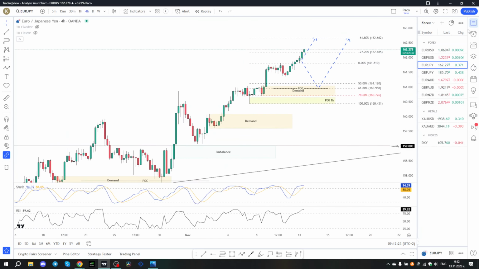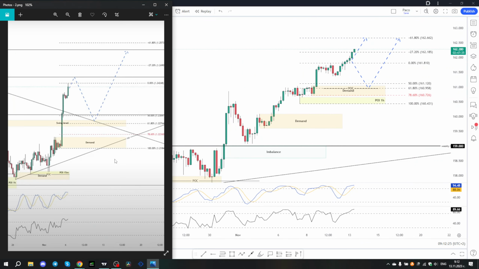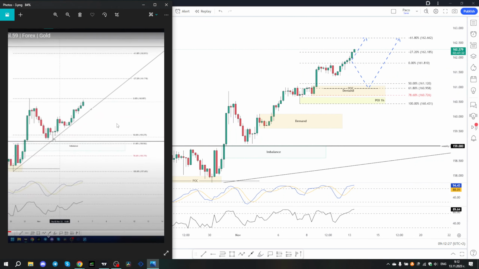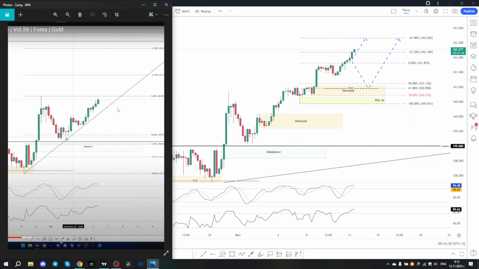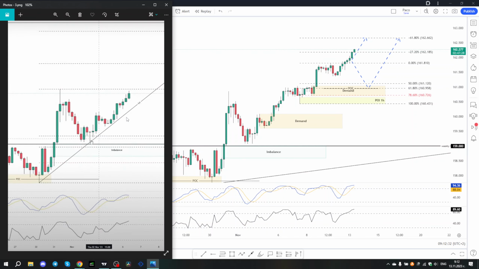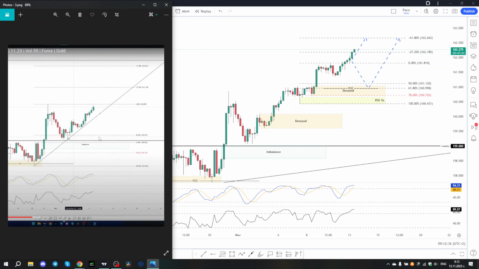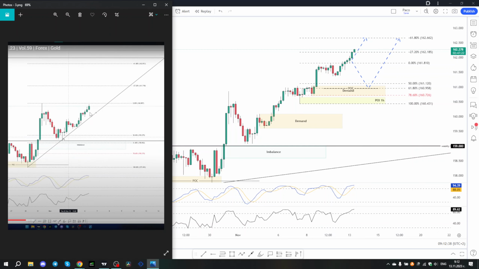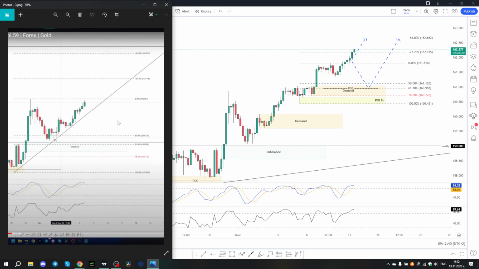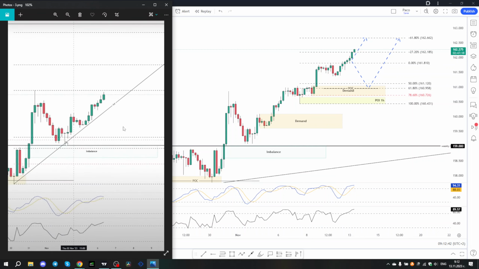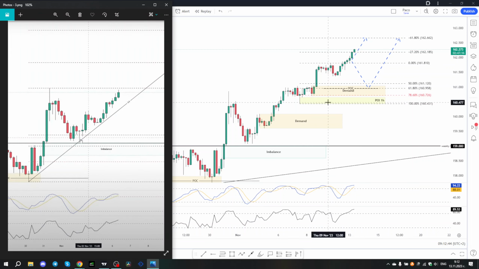Euro to Japanese yen. Last week the price was around here. We said last week that the price is not very clear what is gonna do. Probably we may see some up movement or some retracement. We weren't really sure what is gonna happen.